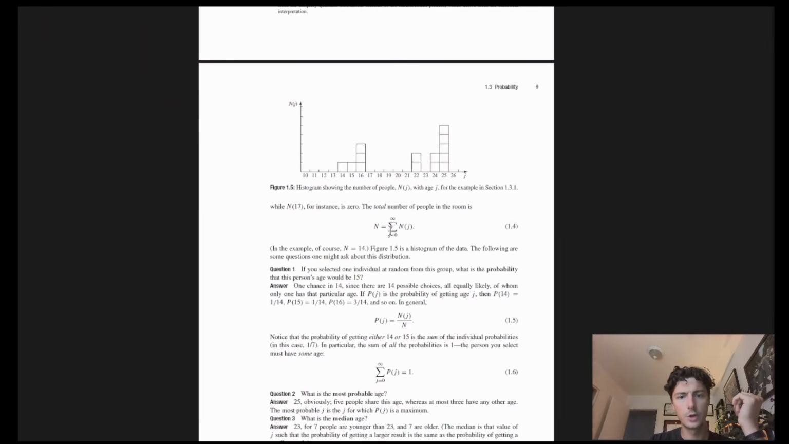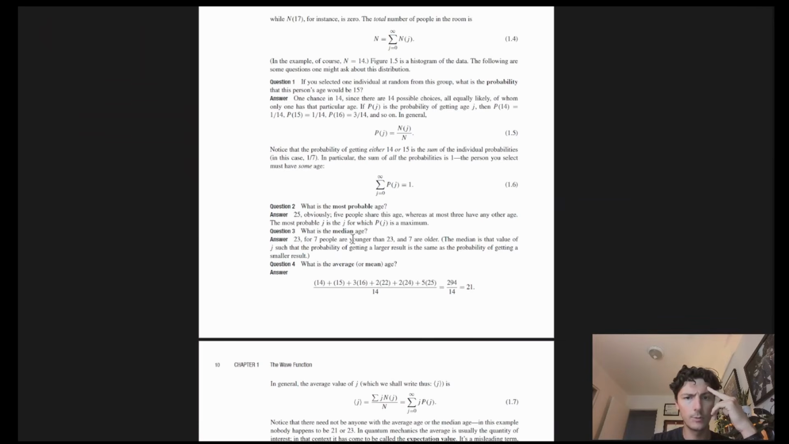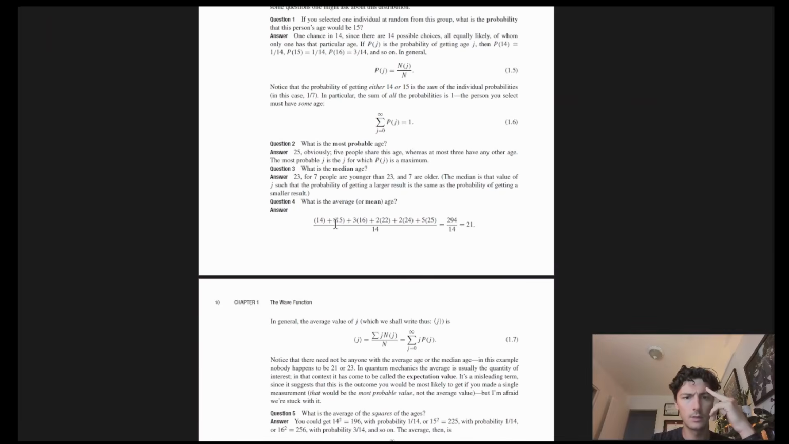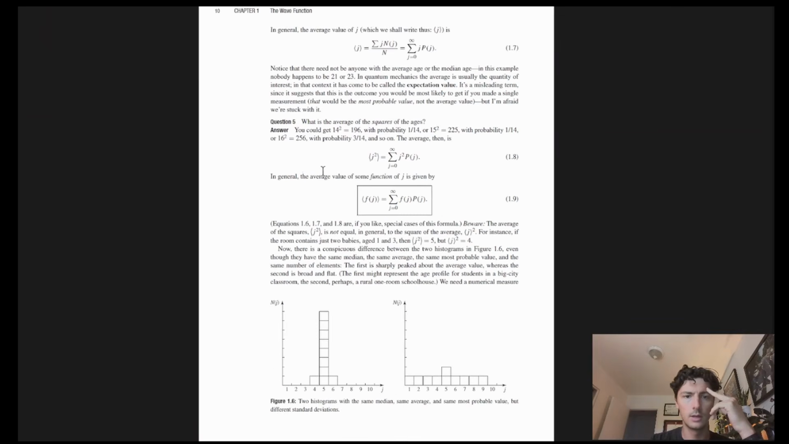And then we got a sum. I'm not going to dive too deep into the sum. Question 1, answer. Question 2, answer. Question 3. I'm not going to read through these questions, but I guess they're talking about some kind of probability stuff. Here it looks like they're taking an average. What is the average or mean age? It is 21. In general, the average value of j, and they give us this equation here. Nice.